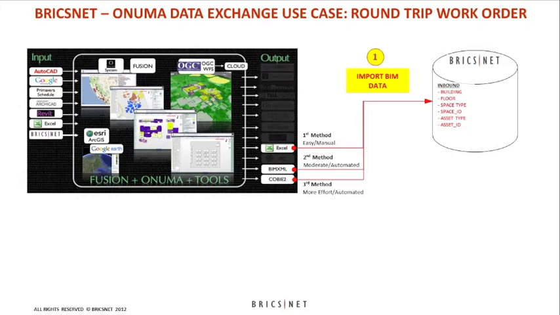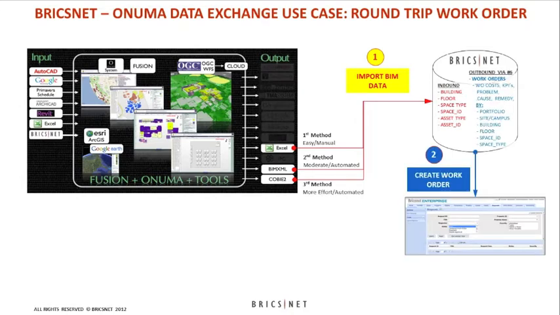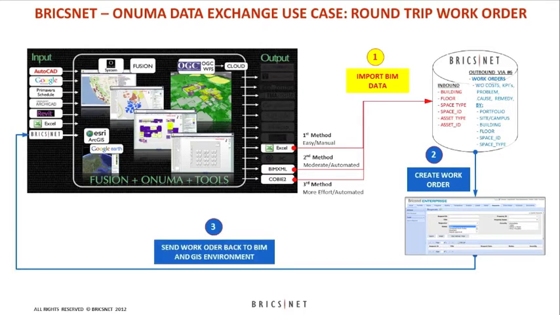For our purposes, we use web services and the BIM XML to export information from the Onuma environment into Bricsnet. In which case, we pulled in information about building floor, space type, assets, and then created a work order that we then pushed that information back up. Actually, it was pulled back by web services into the Onuma environment.